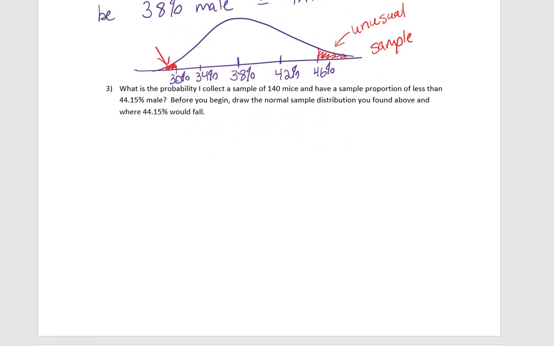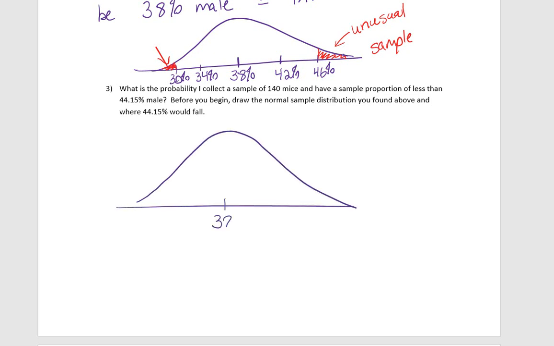So the next question says, what is the probability that I collect a sample of 140 and the sample proportion is less than 44.15% male? Okay, so again, we're going to draw this guy out one more time.